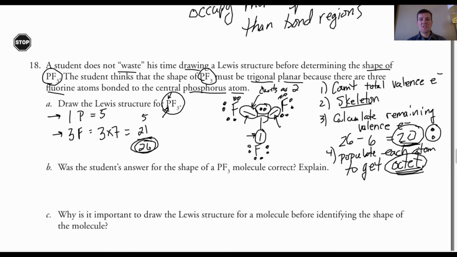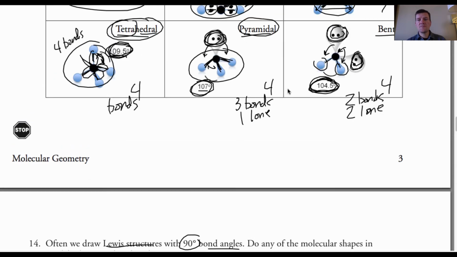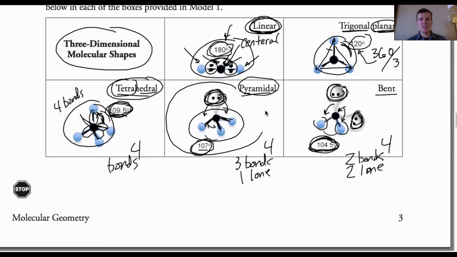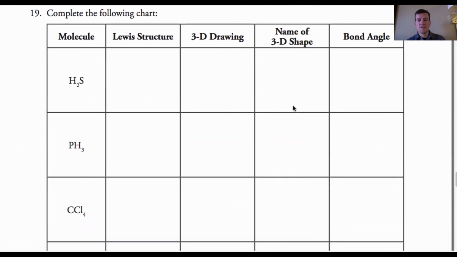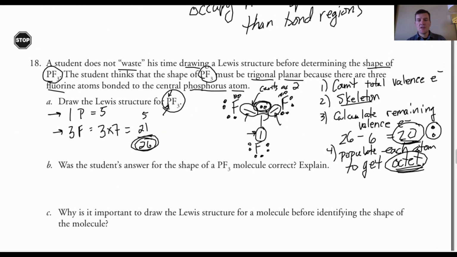So back to our question, the student thinks, oh, well, I don't need to draw the Lewis structure because it's got 3 bonds around it, must be trigonal planar. No, it has this lone pair. This lone pair, as we see right here, is going to push those bonds down and cause the shape to be pyramidal, not trigonal planar. Okay? So, oops, sorry. So that's what happens.